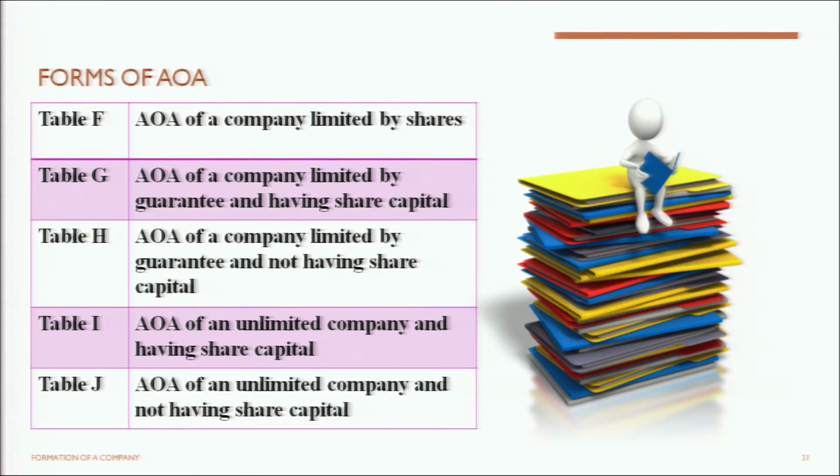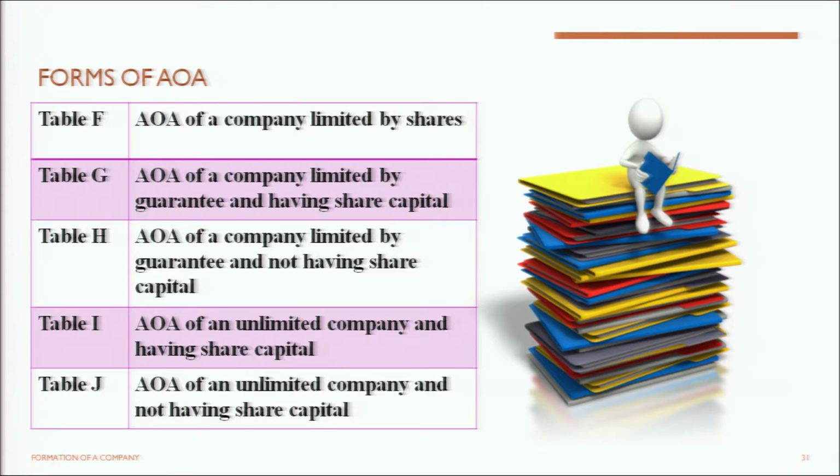Now coming to the forms of Articles of Association. If you recall the forms of Memorandum of Association, different forms were contained in Schedule 1 of the Companies Act 2013. Tables A, B, C, D and E prescribed the forms of Memorandum of Association. In continuation, Tables F, G, H, I and J contain forms of Articles of Association.